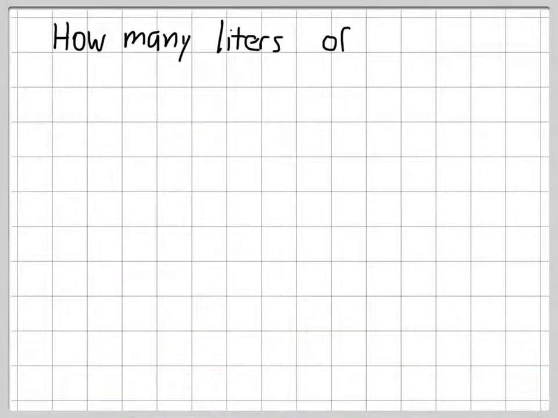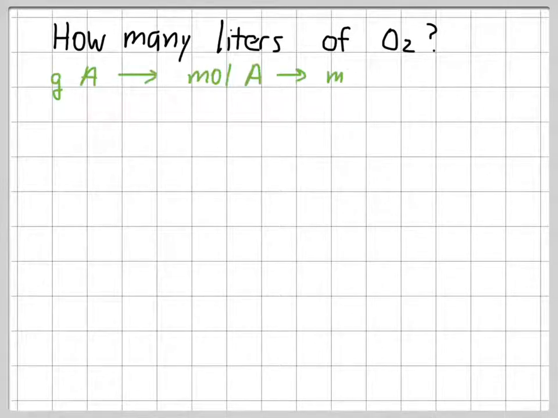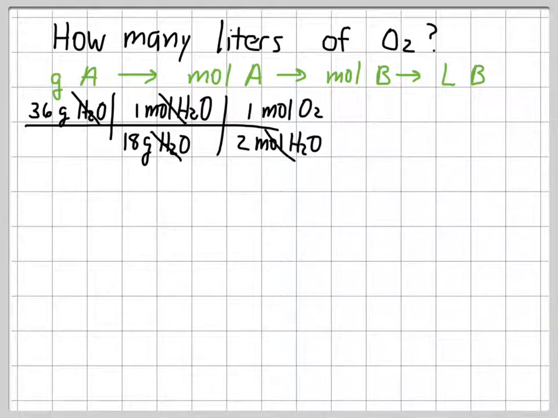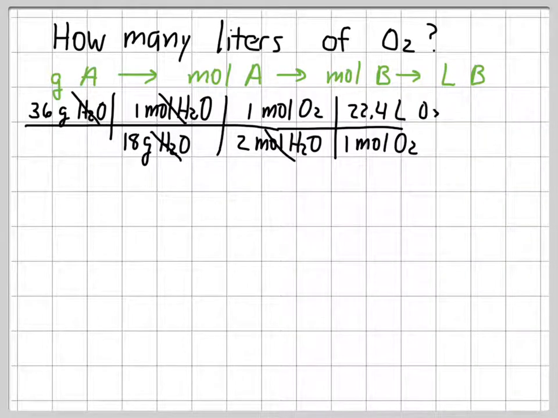Let's solve it for something different. How many liters of oxygen can we get from that 36 grams of water? Here's how we'll follow the map for this. Grams of water to moles of water, to moles of oxygen, to liters of oxygen. Same setup to start off with. Moles of water to moles of oxygen. But now we're going to use a different conversion factor. Instead of grams of oxygen, we want liters. There you go.